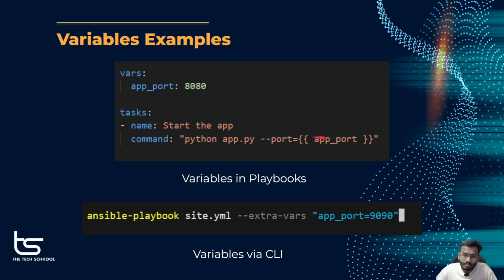When we pass it with the two curly brackets, it will pick up the value that is assigned to app_port. So essentially this port will come as 8080. This is the second example. As we discussed, it is extra vars, that is, we pass it through the CLI. So we can explicitly pass app_port as 9090, and it will pick up this value while running the playbook.